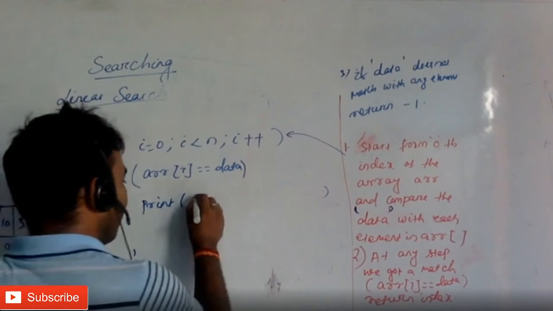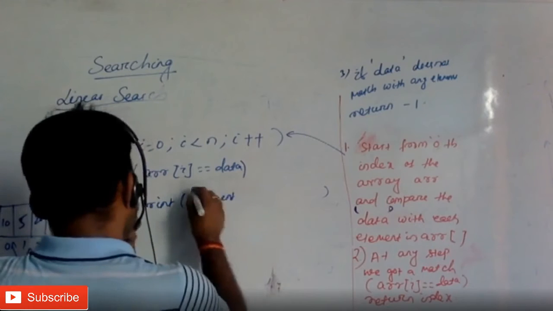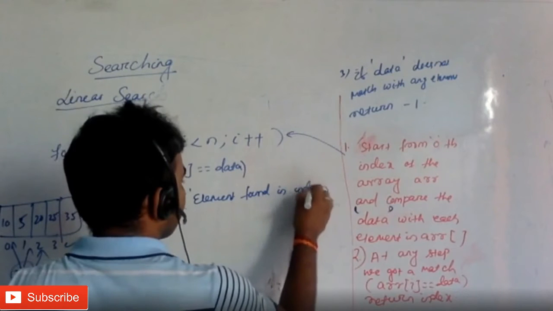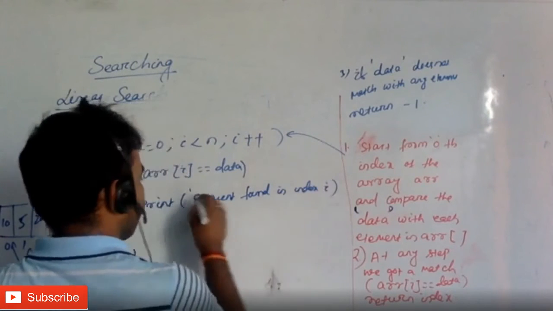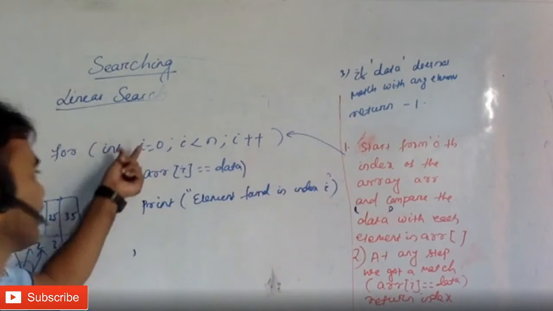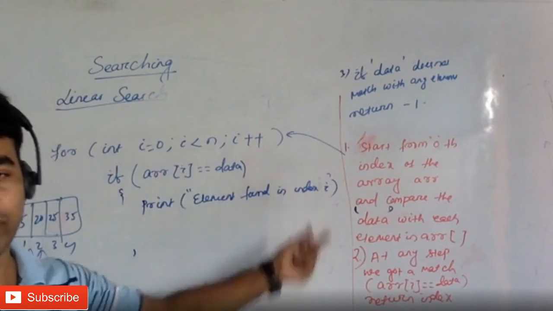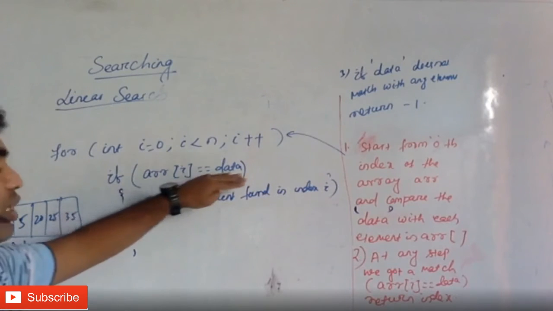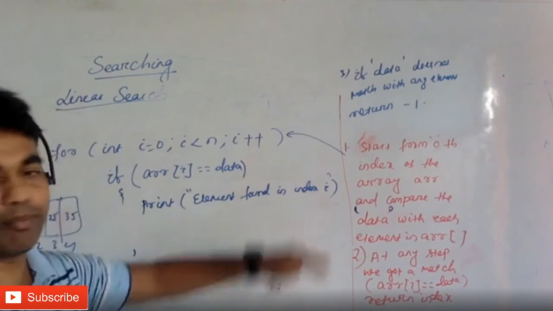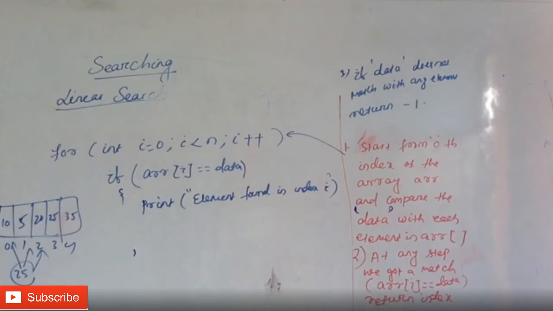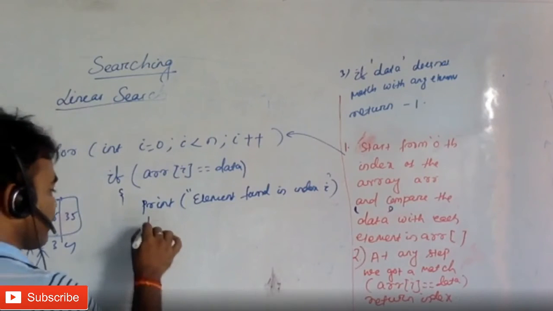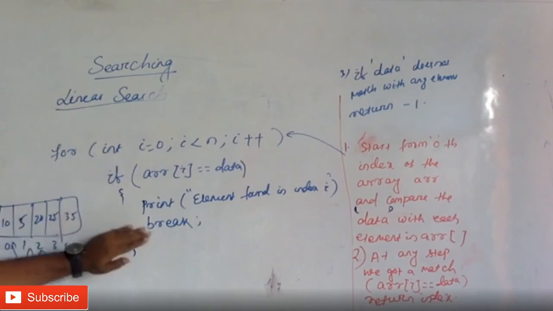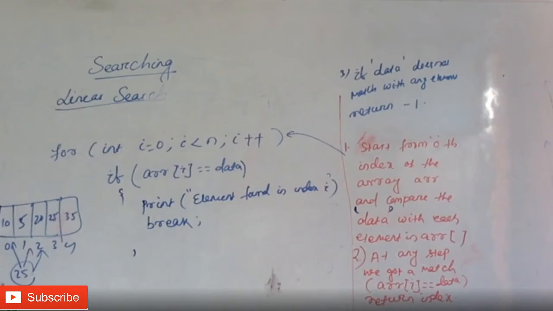So, element found, some message. Element found in index I. I means this I, so you need to print the value. If you got a match, then you will just simply print element found in that particular index I. Then you have two choices: you can do a break or you can do a return. If somebody is calling this function, you can return from here. There is no need to print it.